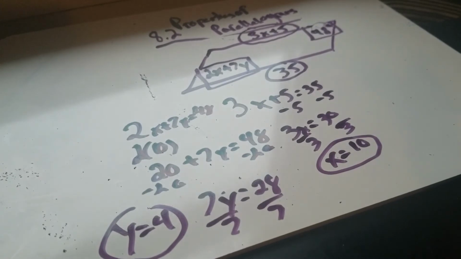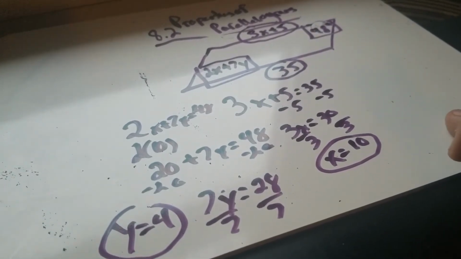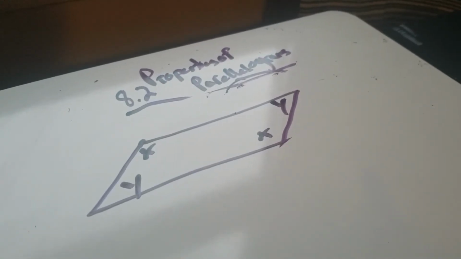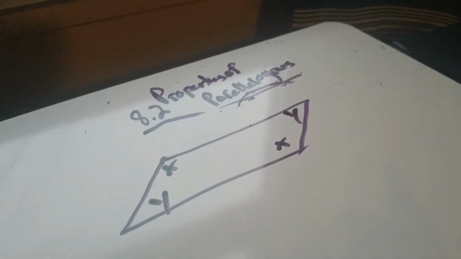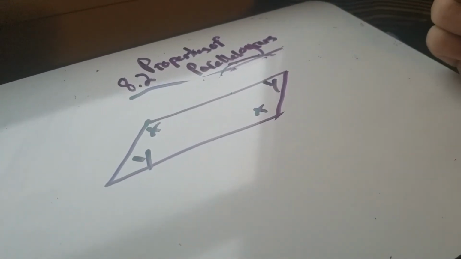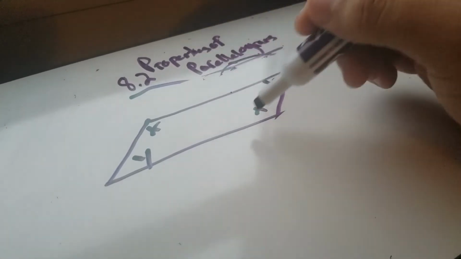I found my variables. All right, now we're going to talk about a special property of parallelograms. There's two special properties of parallelograms. This one is much more straightforward. Okay, how many sides does a parallelogram have? I said it in the beginning of the video. Good job, it's 4 sides.